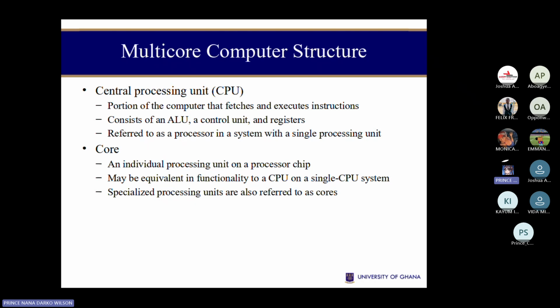It's referred to as a processor in a system with a single processing unit. The core is an individual processing unit on a processor chip. It may be equivalent in functionality to a central processing unit on a single central processing unit system. It has specialized processing units, and they are also referred to as cores.